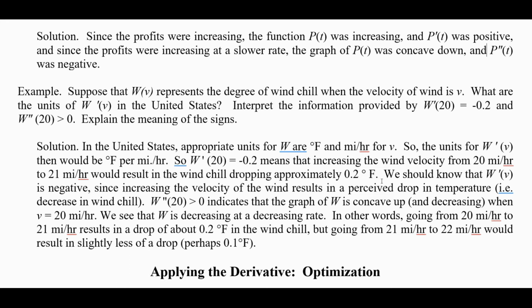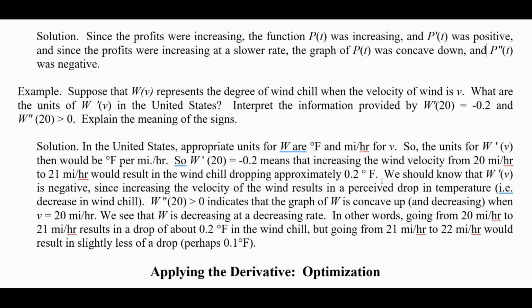So W prime of 20 equals negative 0.2 means that increasing the wind velocity from 20 miles an hour, 1 unit, to 21 miles per hour would result in the wind chill dropping approximately 0.2 degrees Fahrenheit. In other words, it would feel 0.2 of a degree cooler, even though we're holding the actual temperature constant. We should know that W prime of V is negative since increasing the wind velocity results in a perceived drop in temperature, in other words, a decrease in wind chill.